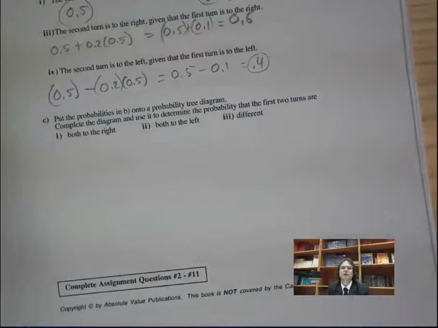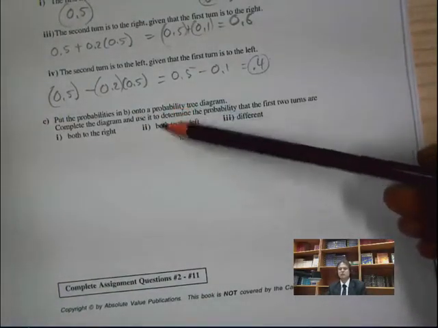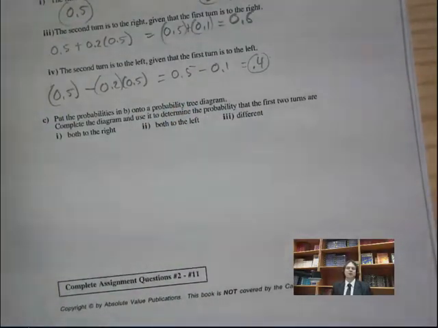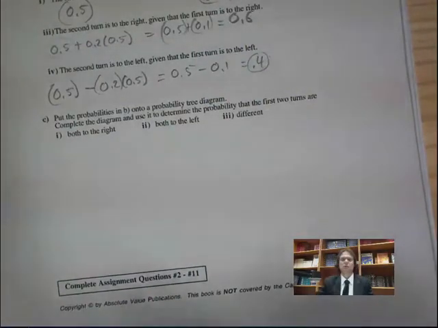Now the second part here says, put the probabilities into a probability tree diagram, complete the diagram, and use the diagram to determine the probability of the first turn sums. So the next part here I'm going to let you do: you're going to put this into a tree diagram and do that yourselves. Okay? So good luck on the assignment, and I will see you tomorrow.